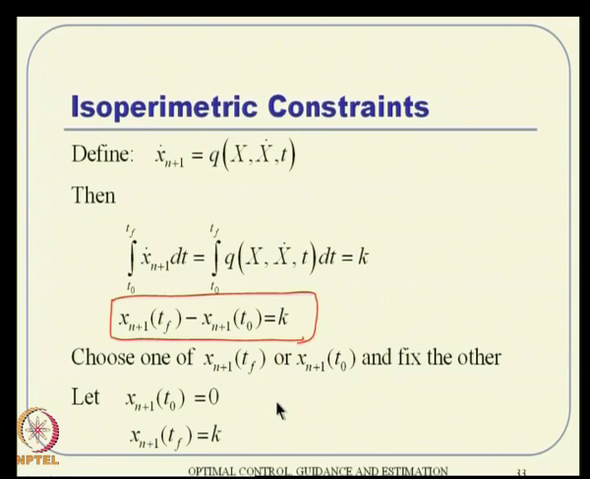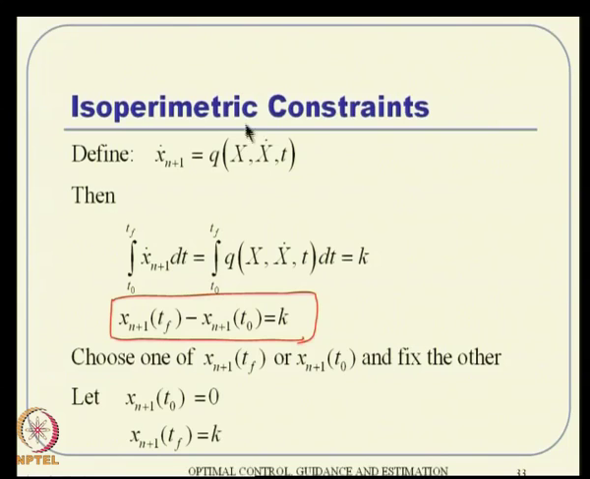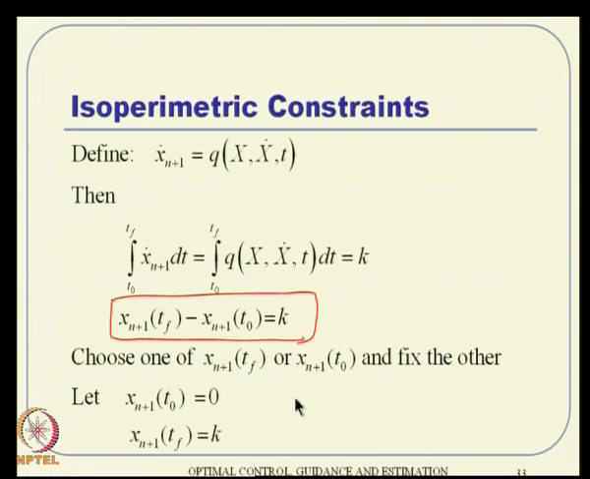If you are not sure what value to select, an obvious idea is to select x n plus 1 of T0 equal to 0, and then x n plus 1 of Tf will automatically become k. Now, that is just a guideline. I am emphasizing that because in many practical problems we may end up with a constraint like this for the objective to be met. In those situations, one idea is to define an additional free variable x n plus 1 and bring in this additional constraint equation in the form of a non-holonomic constraint. Associated boundary conditions will be derived from the constraint equation.